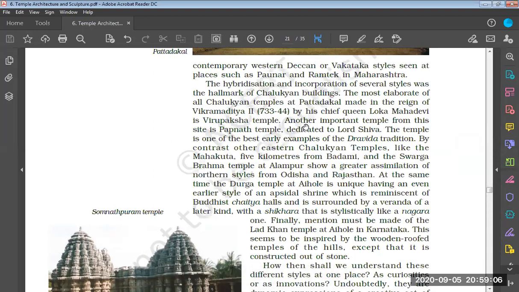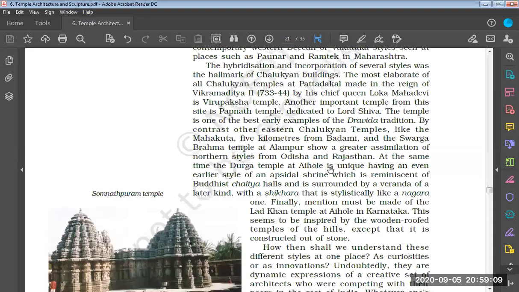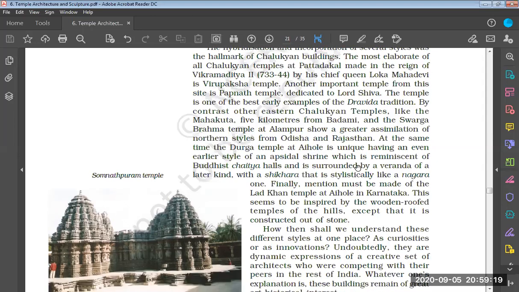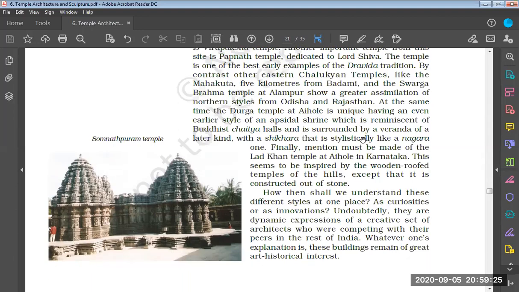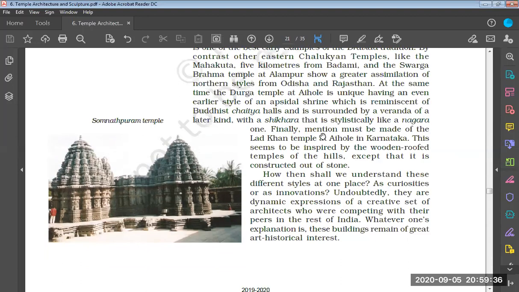By contrast, other Chalukyan temples like the Mahakuta, 5 kilometers from Badami, and the Swarga Brahma temple at Alampur show a greater assimilation of the northern style from Odisha and Rajasthan. At the same time, the Durga temple at Aihole is unique, having an even earlier style of an apsidal shrine, which is reminiscent of a Buddhist Chaitya hall, and is surrounded by a veranda of a later kind, with a shikhara that is stylistically like a Nagara one.